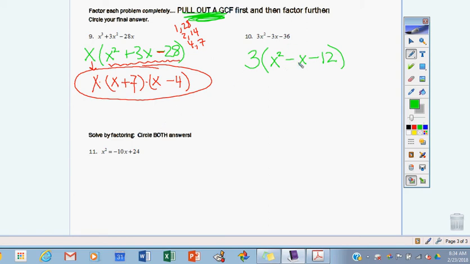Right? 3x squared minus 3x minus 36. Okay, so basically, we've got ourselves, what? A minus sign again. So we have a plus, we have a minus, and here we go. So this is an x, that's an x, factors of 12: 1 and 12, 2 and 6, 3 and 4.